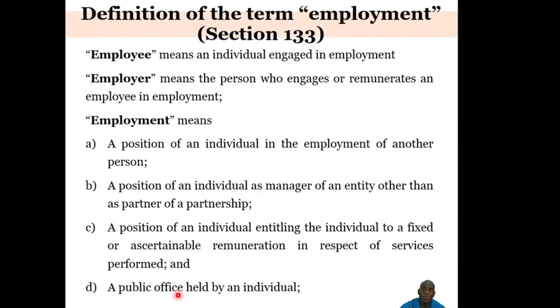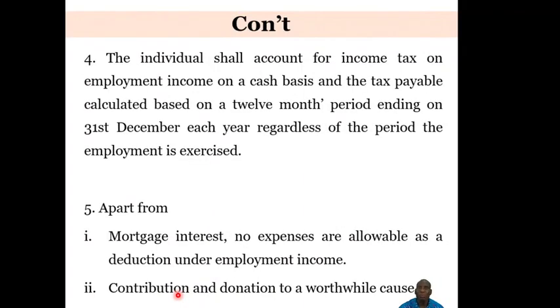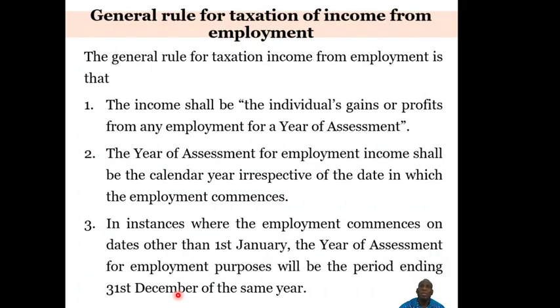An employee, we've explained all that already. So now, let me come to the general rule for taxation of income from employment. The general rule is that the income shall be the individual's gain or profit from the employment. So find out whether it is the individual's gain or profit from the employment, then make sure you add it, unless it's supposed to be exempted.